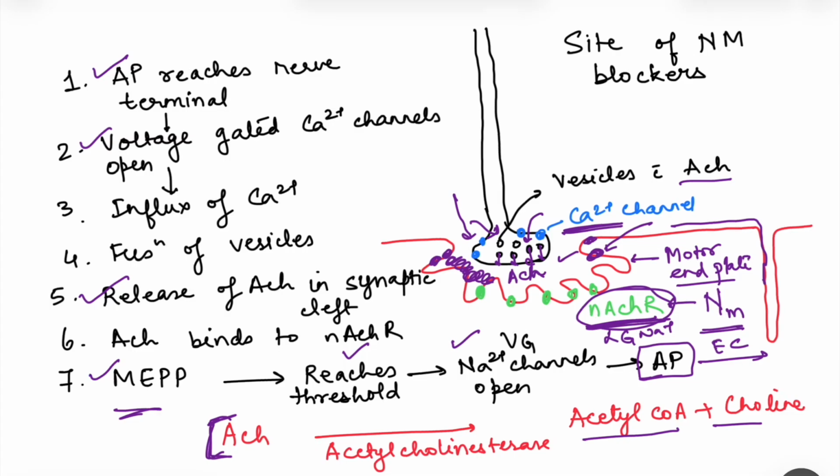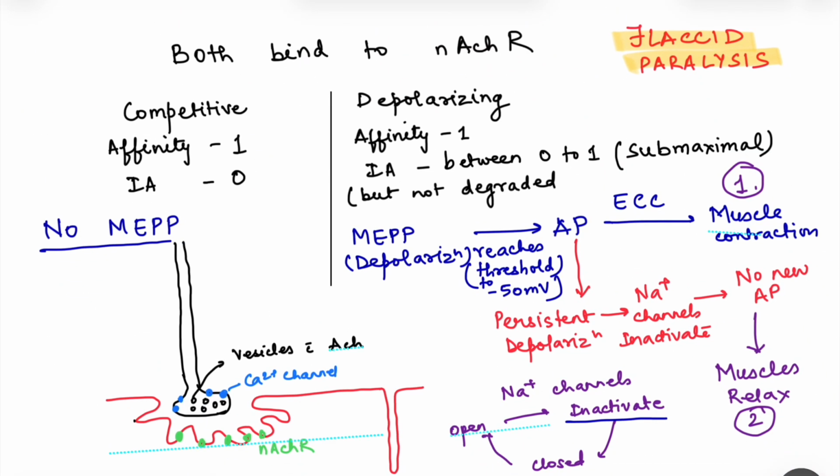Coming to the mechanism of action, both the competitive neuromuscular blockers, that is the non-depolarizing neuromuscular blockers, and the depolarizing neuromuscular blockers, bind to the N-acetylcholine receptors which are present on the motor end plate.